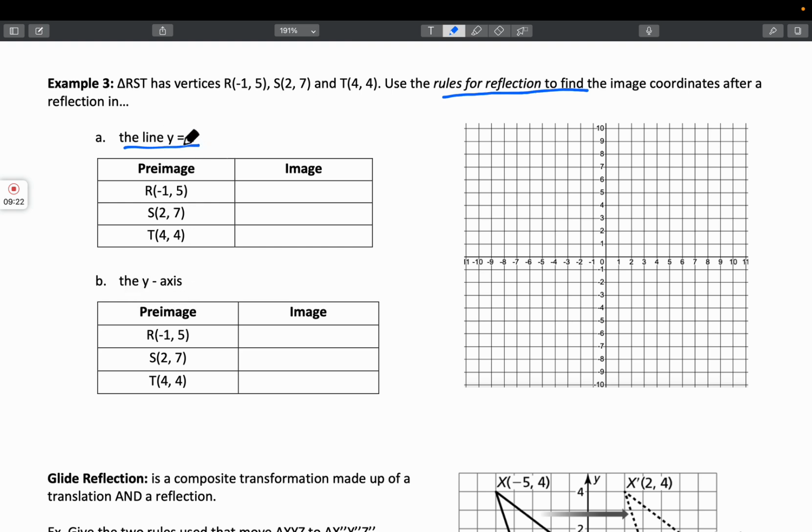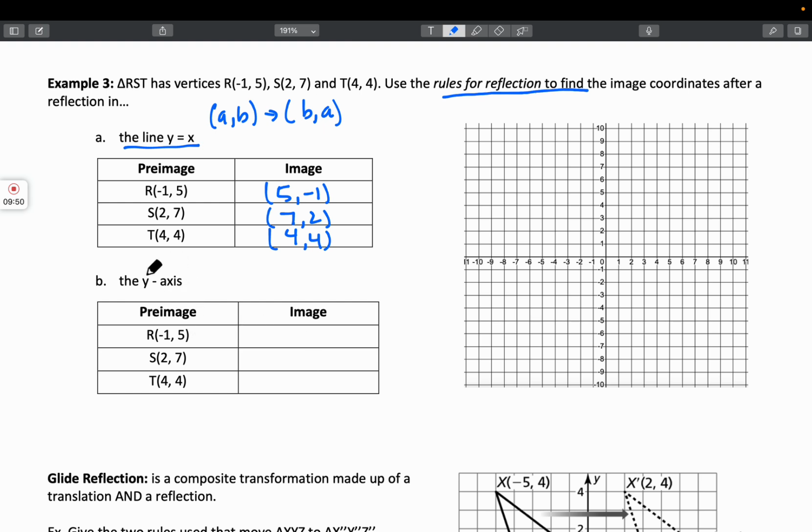All right, so let's reflect in the line y equals x. Remember, our rule here was that all of our coordinates (a, b) switch. They go to (b, a). So our pre-image coordinates (-1, 5) are going to switch and go to (5, -1). (2, 7) is going to go to (7, 2). And (4, 4) is going to stay there at (4, 4).